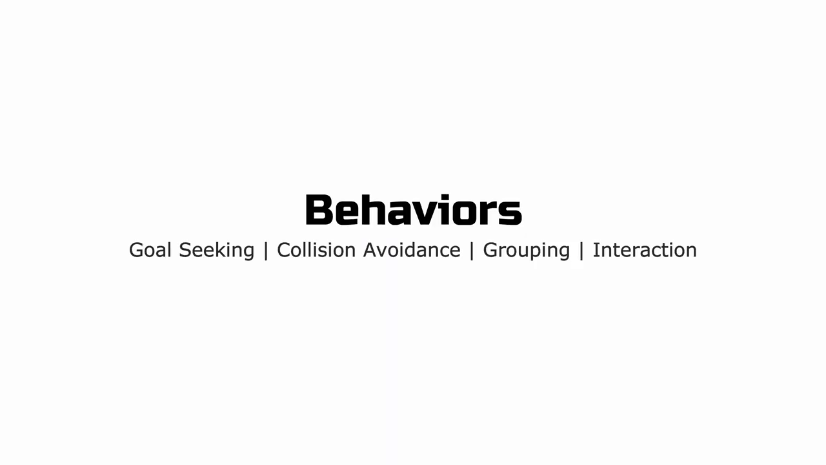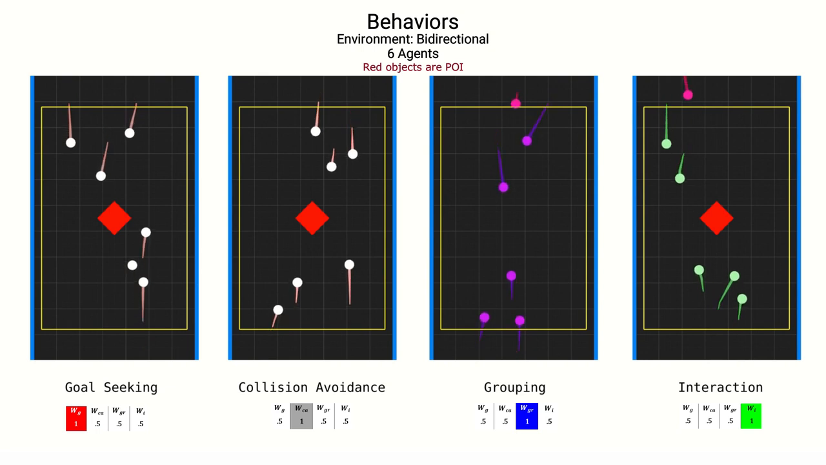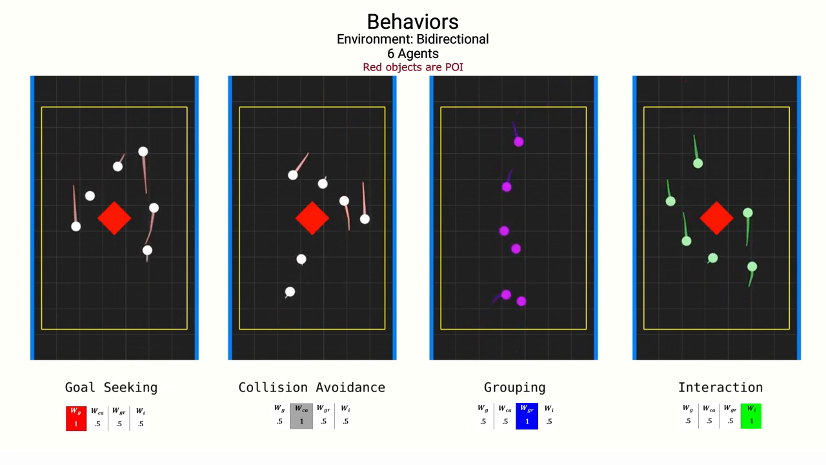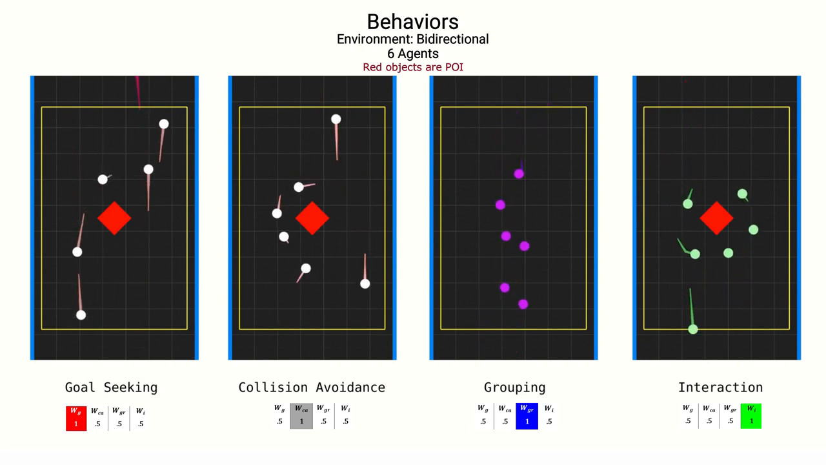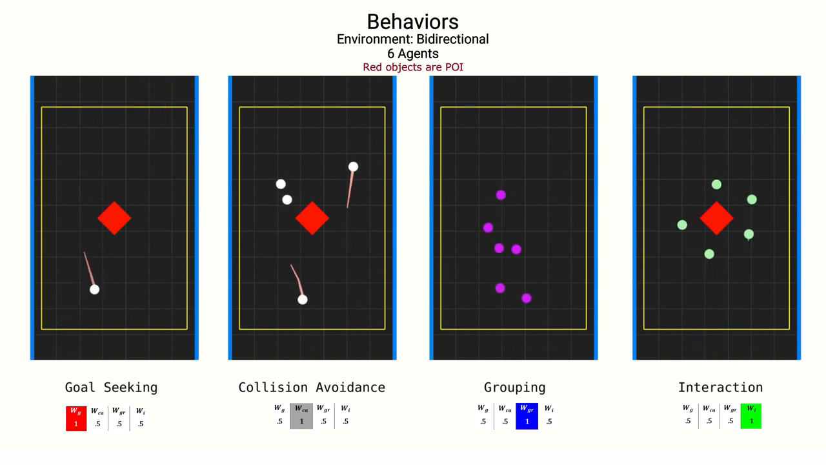In particular, we train agents to learn combinations of four basic behaviors: goal seeking, collision avoidance, grouping, and interactions with areas of interest. Here we demonstrate the effect of the profiles arising from such mixture of behaviors in a simple scenario, with the dominant behaviors highlighted in each case.